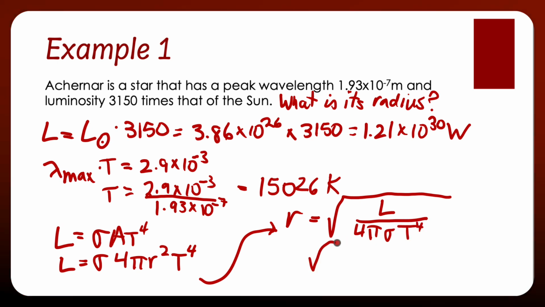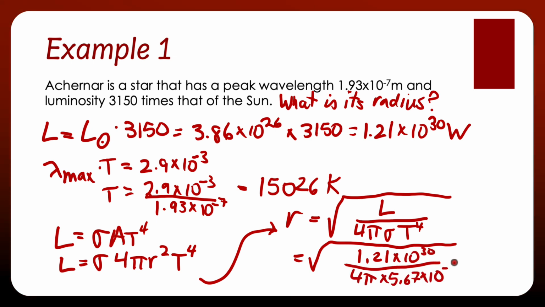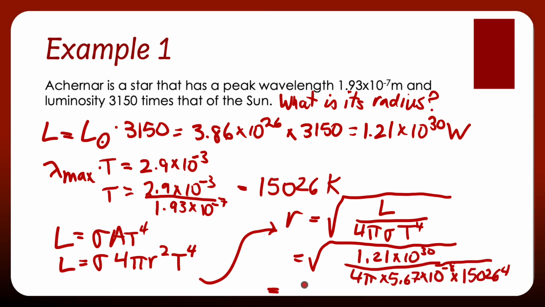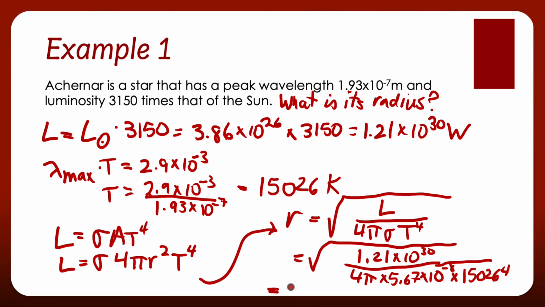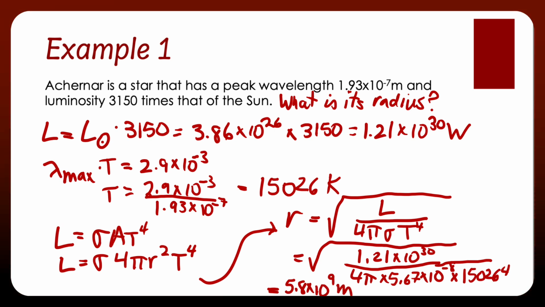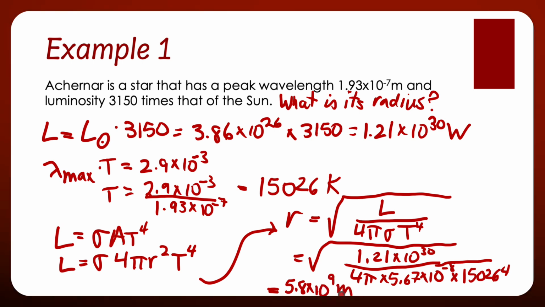I'm going to substitute my numbers in. And again, with my handy-dandy calculator, now I'm going to round it to the appropriate number of significant figures. And my star's radius is 5.8 times 10 to the power 9 meters.